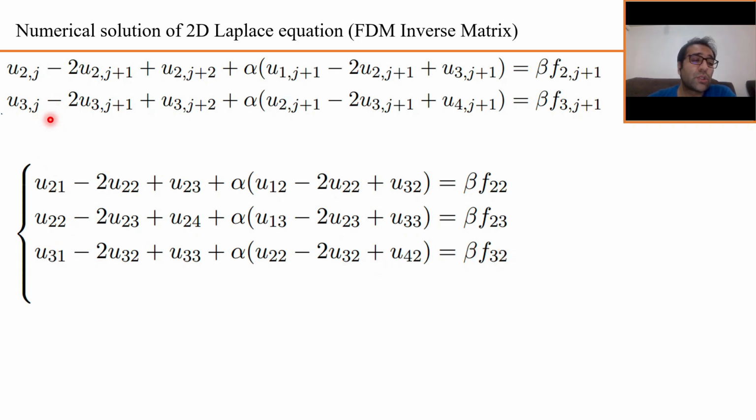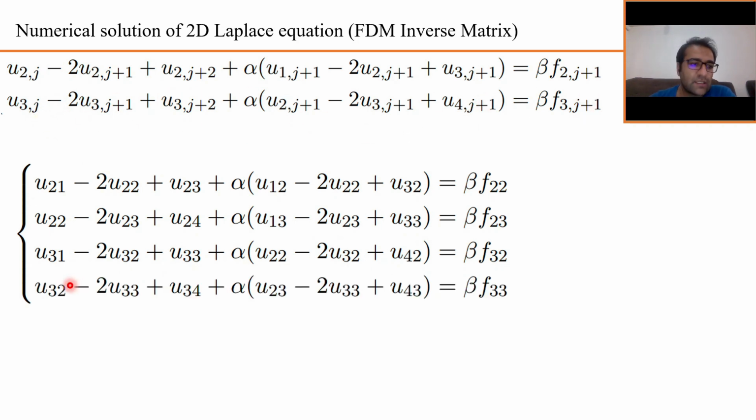And if I substitute j equal 2 in the second equation, what I have is u_32 minus 2 u_33, and so on and so forth. And at the right part I have beta f_33, because I have 3 here, and if I put 1 here, I will have beta multiplied by 2 f_33, right?